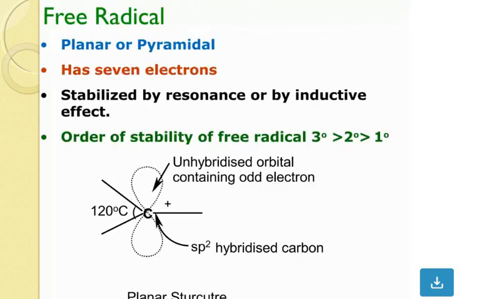You can see here. Now free radicals. Planar or pyramidal, they have 7 electrons, stabilized by resonance or by inductive effect. The order of stability of free radicals is 3° > 2° > 1°. An unhybridized orbital containing the odd electron, sp2 hybridized.